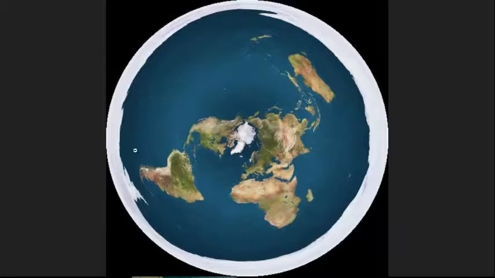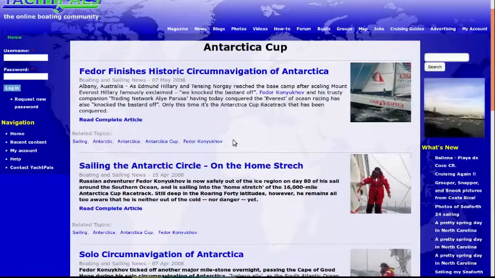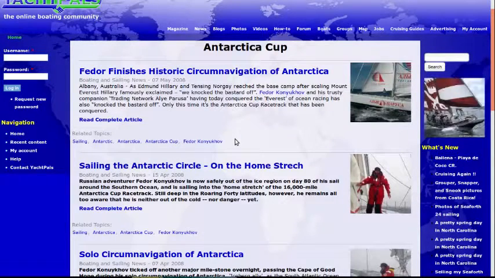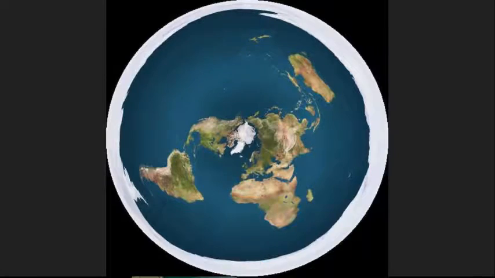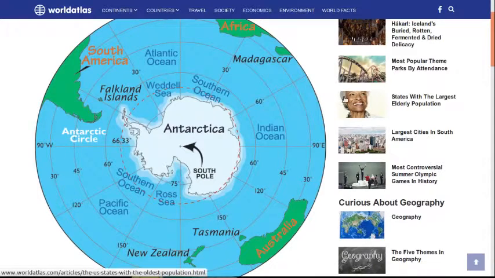And so you would have to travel something like 80,000 kilometers, something like that. So it's not possible to believe in a flat Earth if you have this map, if you have the information of the Antarctica Cup. So it's a proof that the Earth cannot be flat like this map, but much more like a ball, like everybody knows.